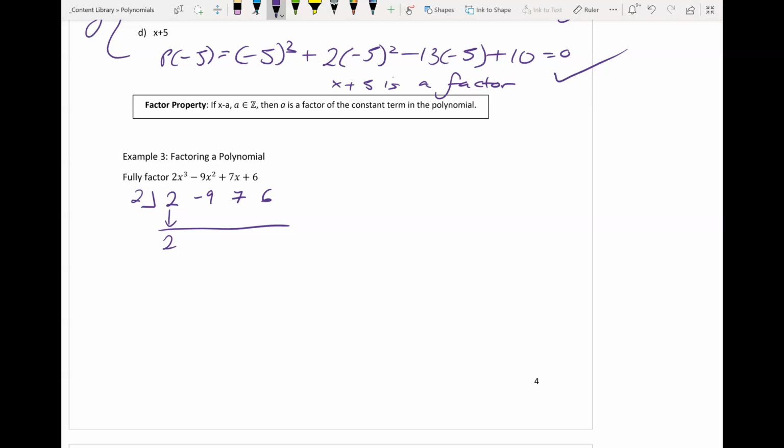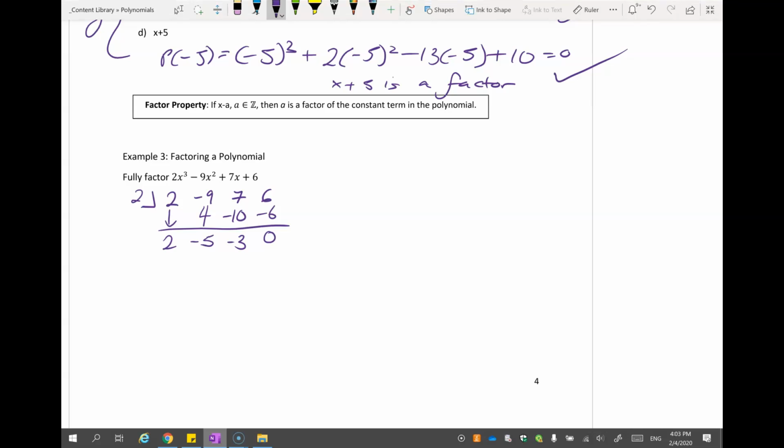So I brought down the 2, I'm going to multiply it with the 2 in the corner here, which is 4. Then add negative 9 and 4, which is negative 5. Multiply this negative 5 with the 2 in the corner here, so that is negative 10. Then I want to combine the 7 and the negative 10, which is negative 3. Multiply negative 3 and 2, it's negative 6. Add them together, it's 0.